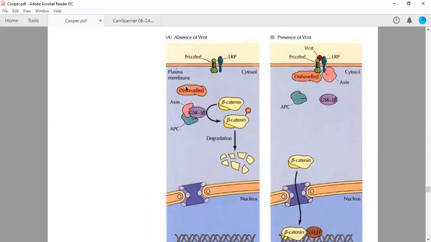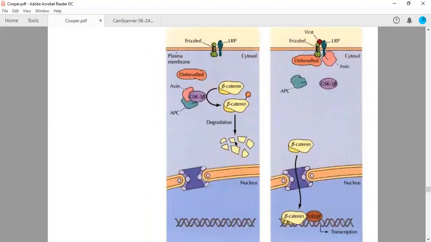So all the proteins are forming a complex in your cytosol, where this is a cytosolic protein, Dishevelled. Axin is forming a complex with APC, and this is called GSK3 beta, which is a kinase. This will phosphorylate your beta catenin so that it will be degraded by ubiquitin mediated proteasomal degradation or by some other means. Once it is degraded, there is no gene transcription.